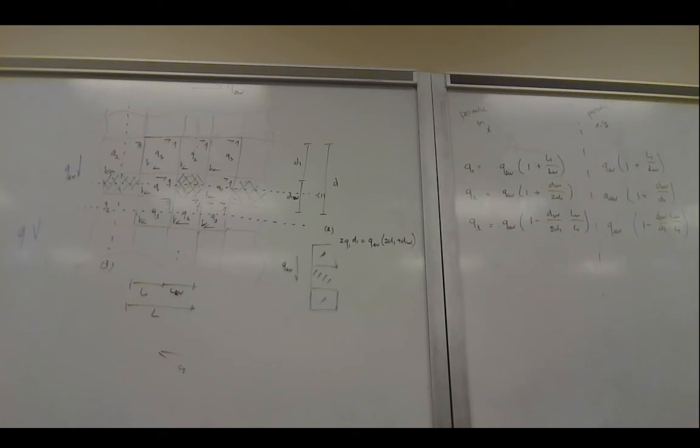So what we see is that if we have periodicity only in the longitudinal direction, we get our shear flows as a function of our average shear flow. So Q1 is the average shear flow multiplied by 1 plus L1 over LW. And if we have periodicity in both longitudinal direction and circumference direction, we see that Q1 remains the same. Q2 and Q3, they change, however.